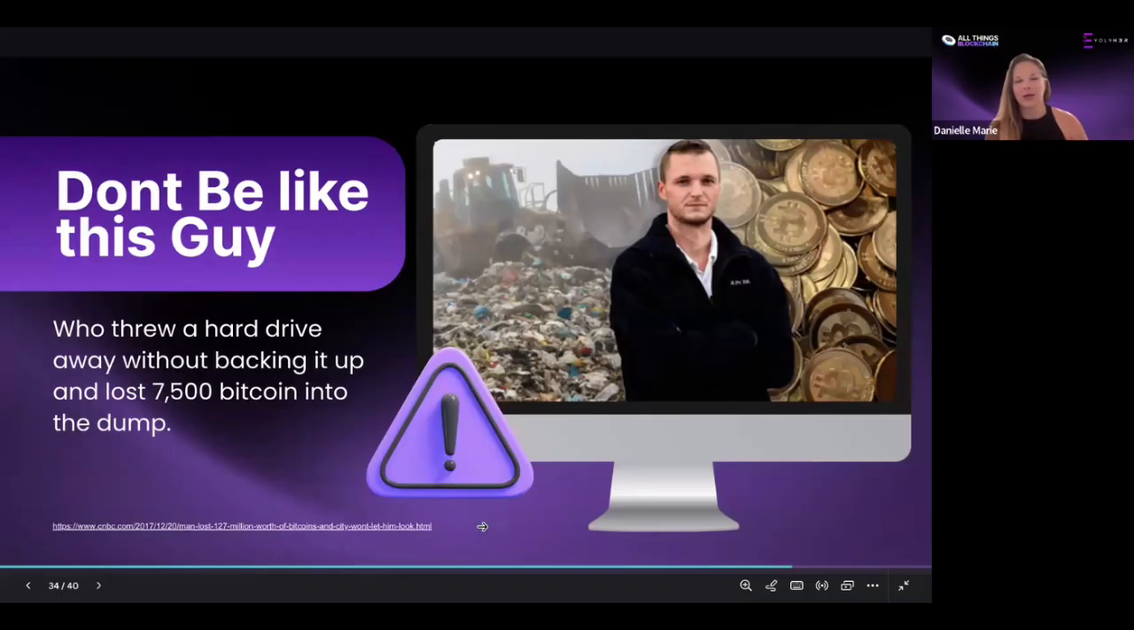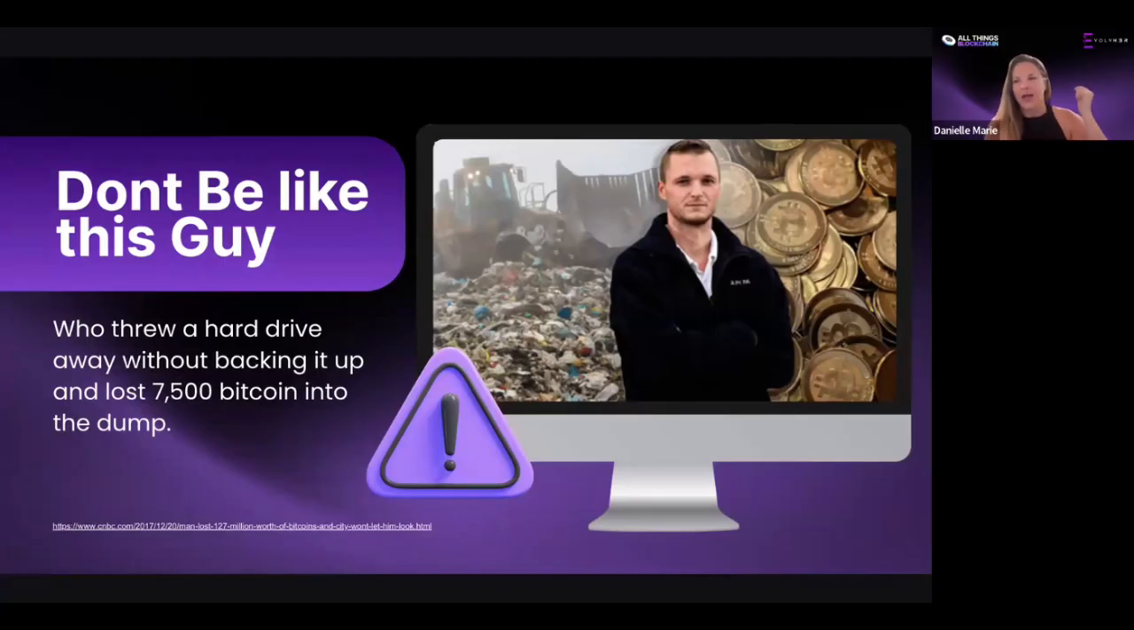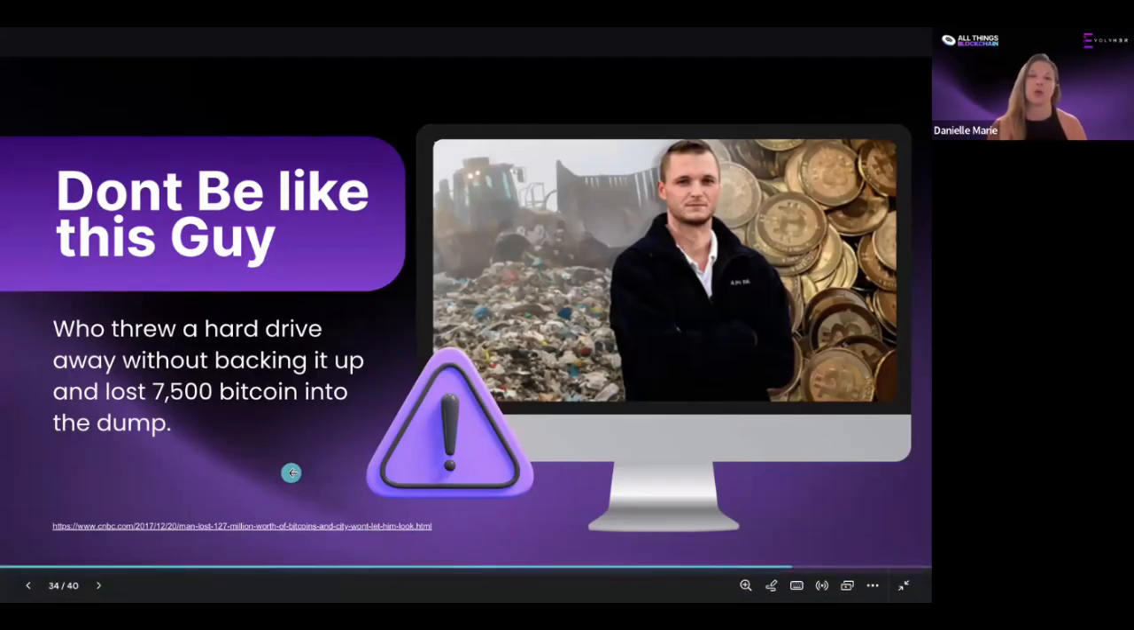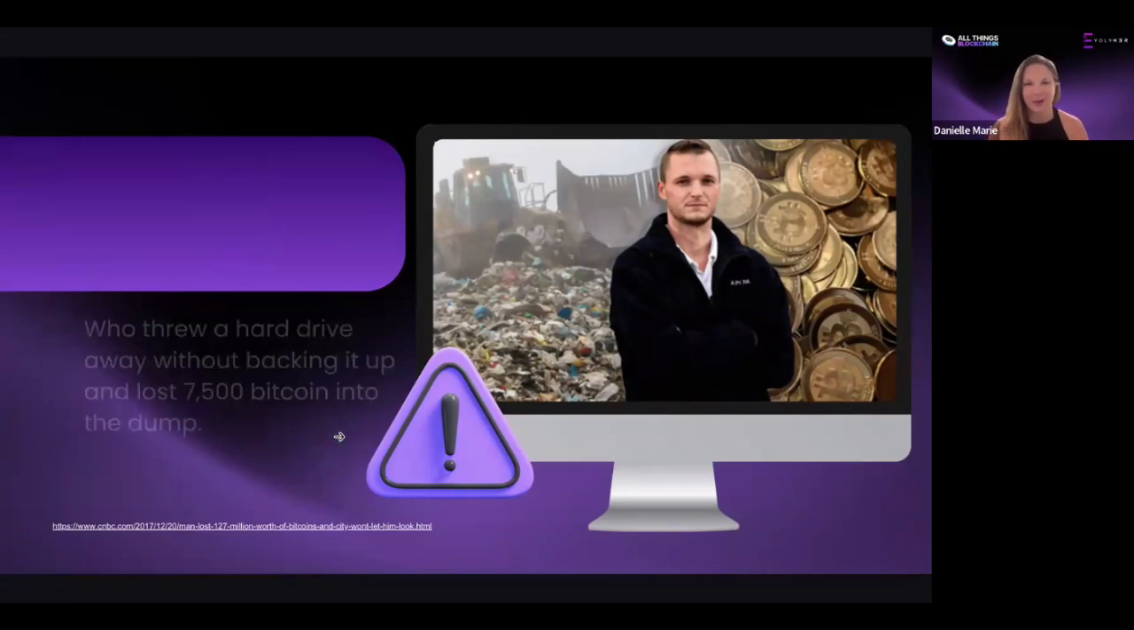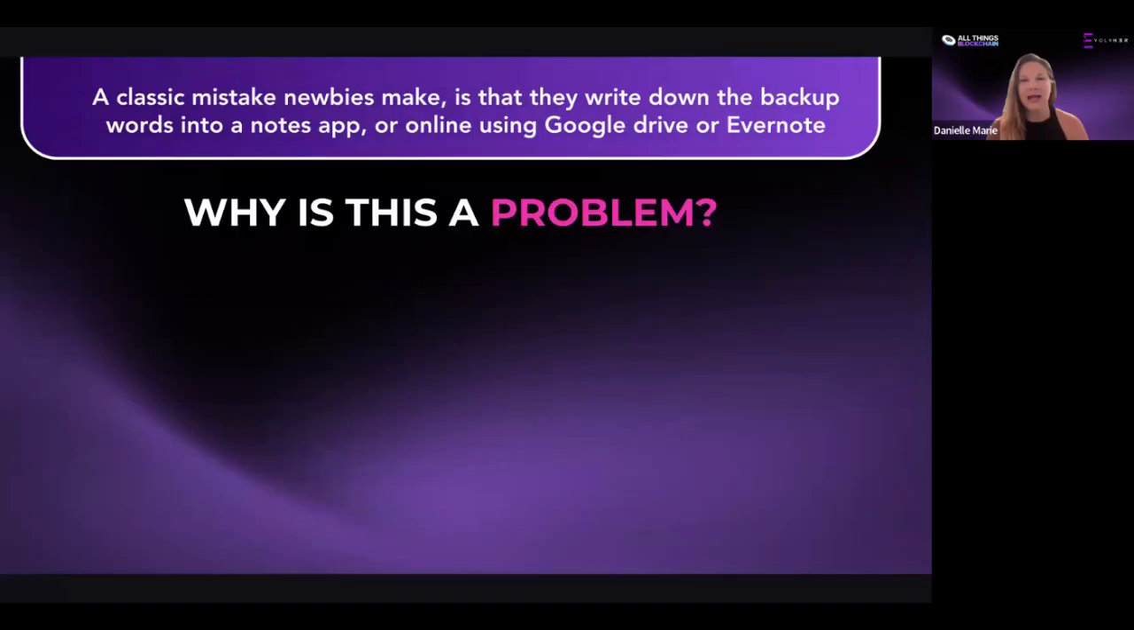This guy, it's kind of a funny story if you haven't heard of it, but he had a little USB hard drive that had his seed phrases on it, and he threw it. I think he was moving, he threw it, it had 7,500 Bitcoin on it, and he was trying to pay the local council because he wanted to go through the rubbish to see if he could find it, because it's worth a lot of money. Just do 7,500 times the price of Bitcoin right now, which is not the best, but imagine when it was at its peak, like 120,000. So don't be like that guy.